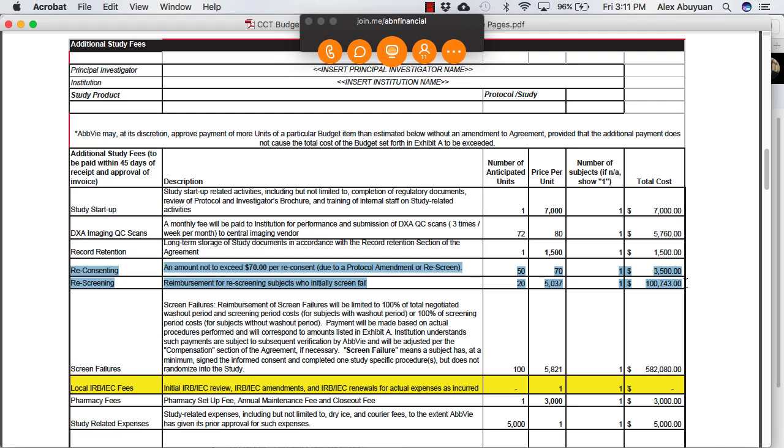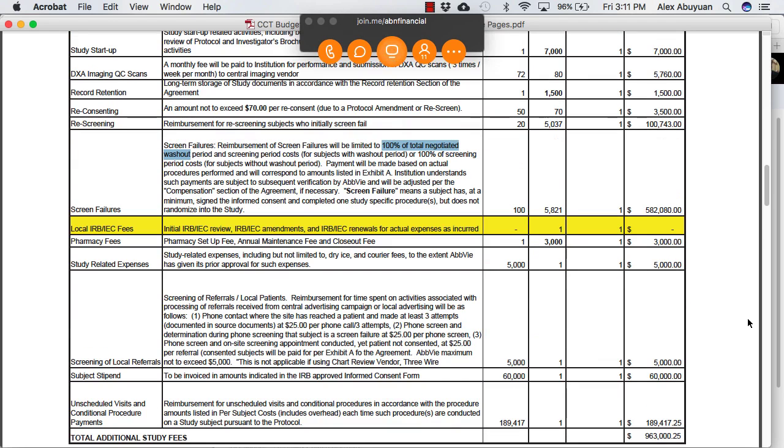Screen failures, they're going to get paid for screen failures. So, and basically the same thing. Screen failures reimbursement of screen failures will be limited to 100% of total negotiated washout. So every budget is going to be different. This is just a sample budget. So when I explain the budget, I show you get the per patient. The additional study fees are the just in cases. So if this happens or this happens, then you're going to get paid for that too.